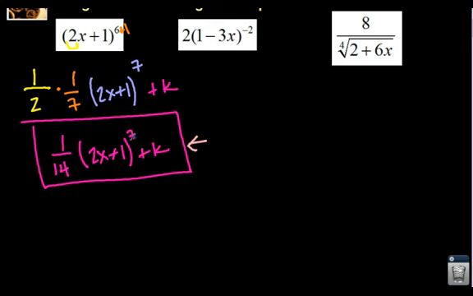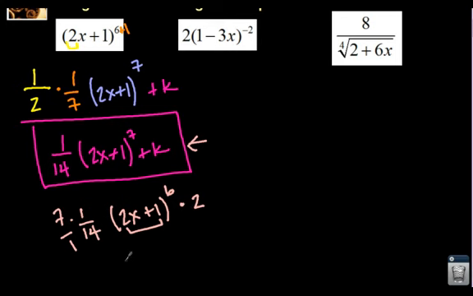According to the chain rule, I multiply any coefficient by my exponent, so 7 times 1/14. Then I multiply that by my binomial raised to the power of 7 minus 1, which is 6. And then I multiply this whole thing by the derivative of the inside, which in this case is 2. So I end up with 7 over 1 times 1/14 times 2. Well, 7 times 2 is 14, and 14 divided by 14 is 1, so all that's left is 2x plus 1 to the 6th. And k goes away.